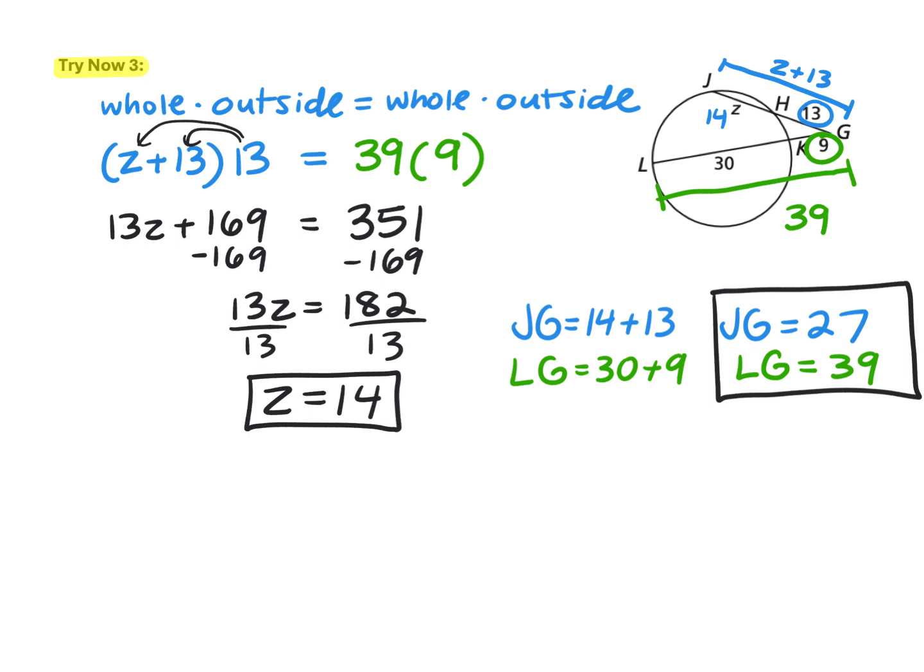Here are your solutions. The whole times the outside would be the z plus 13 times 13. And in the other secant segment, the whole is 30 plus 9, 39, times its outside 9. We do the algebra and get z equals 14. And then we can find the lengths of the entire secant segments by adding their parts together. JG is 27 and LG is 39.